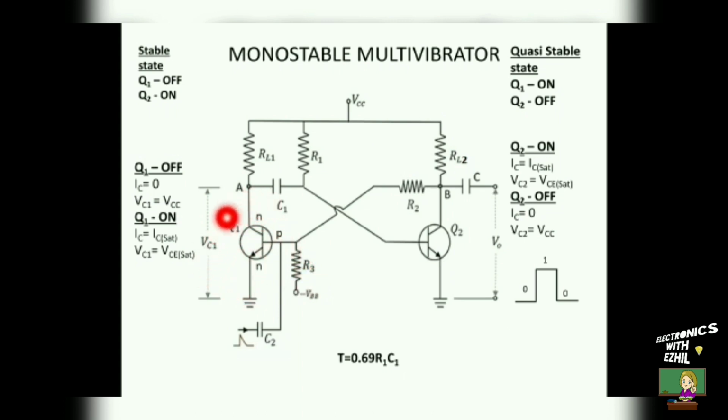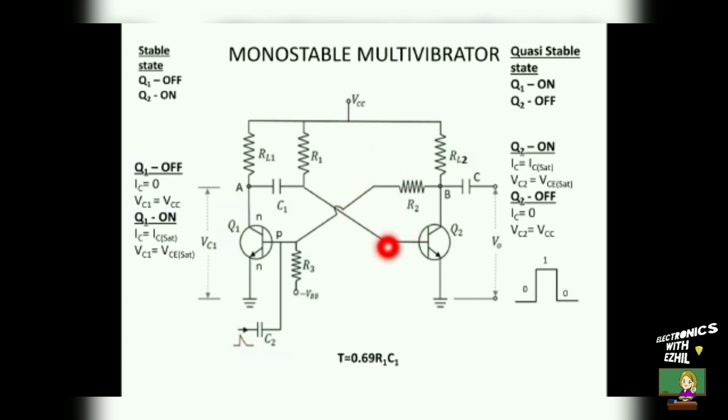Once it is off, the collector and emitter terminals are getting open circuited. So, no current will be flowing through the collector terminal, which is equal to 0. The voltage across the collector to emitter terminal will be equal to VCC. At the same time, the supply voltage VCC will be applied to the base of the transistor 2 directly through the resistor R1.